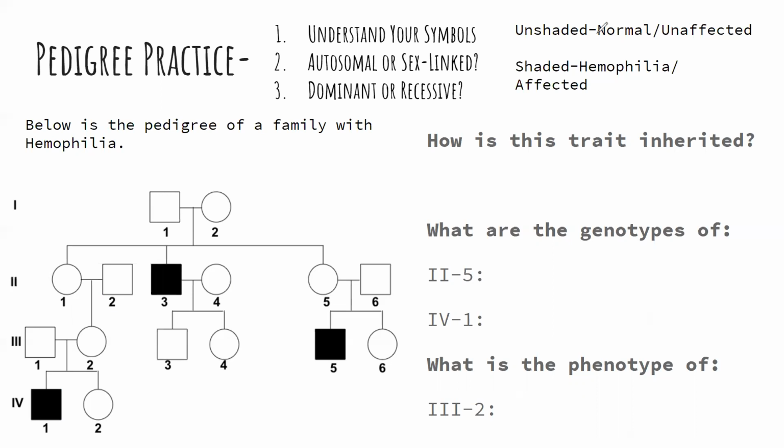And our 3 steps to understanding a pedigree: you have to understand your symbols, you have to determine whether the trait is autosomal or sex-linked, and you have to determine whether the trait is dominant or recessive. So let's look at this pedigree. First of all, how many generations do we have? That's right, 4. 1, 2, 3, 4.